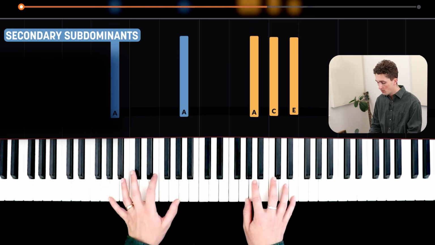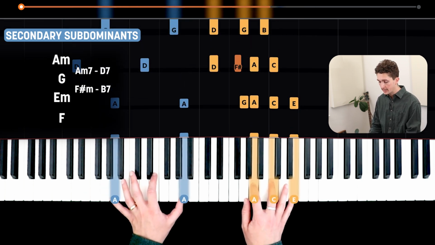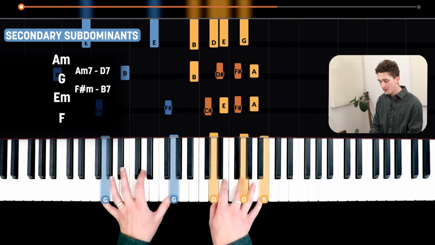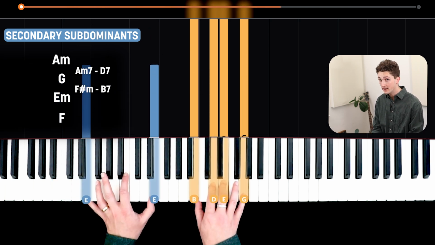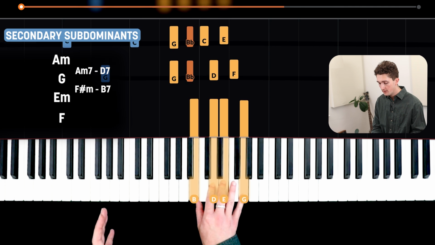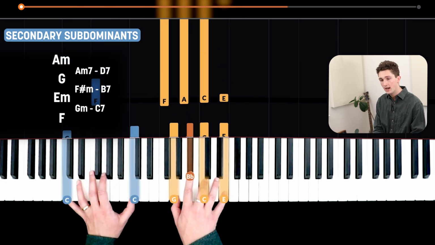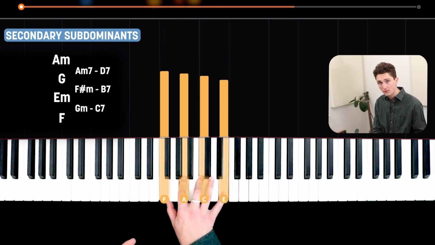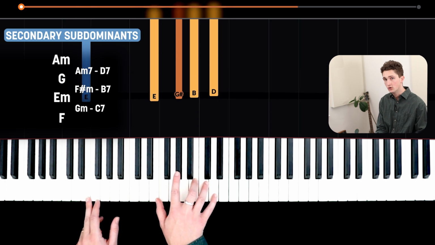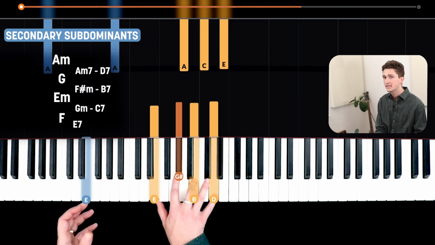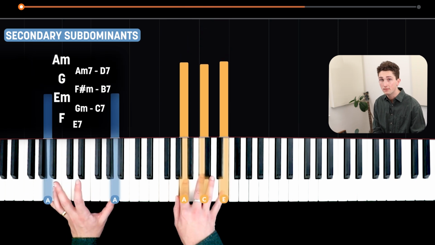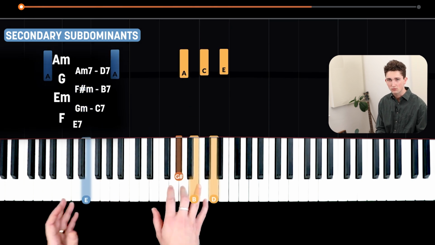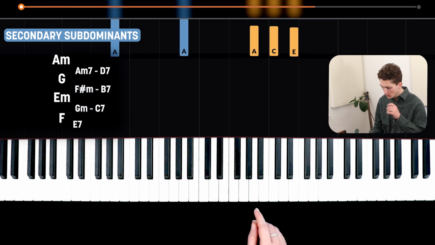So to wrap up, we've got A minor, then we're going 2, 5, 1 to G, then we're going 2, 5, 1 to E minor, and then we can finally go 2, 5, 1 to F. And to really wrap this all off, we're then going to have the 5th chord of the key, the normal dominant, E7, to take us back to home of A minor. We've gone pretty far from home here, so we need that 5th chord, E7, to really pull us back home again. So let's put it all together.